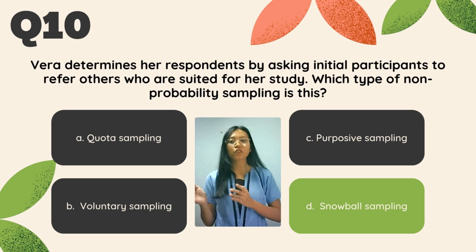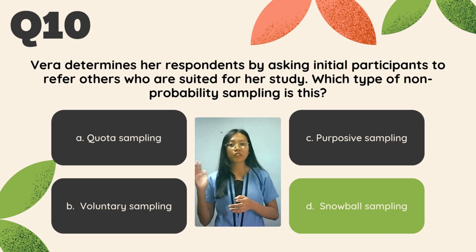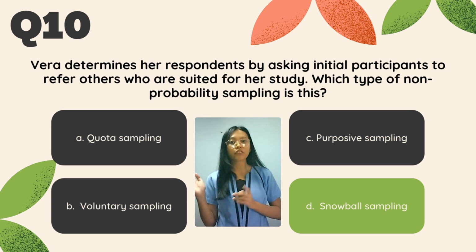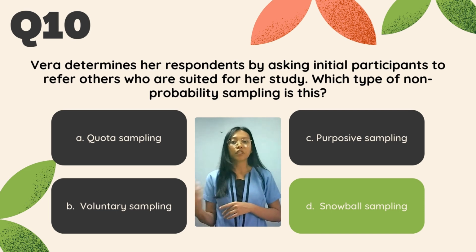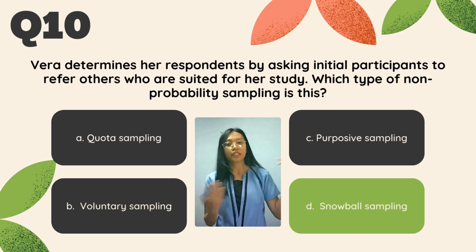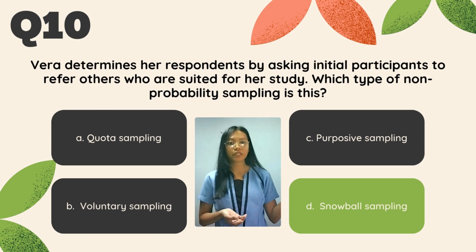So letter A is wrong, which is the quota sampling, because in quota sampling, researchers set quotas for subgroups but do not rely on participants' referrals. So letter B is also wrong because in voluntary sampling, participants join on their own without being referred by others. And lastly, the availability sampling, or the convenience sampling, selection is based on convenience, not referral.